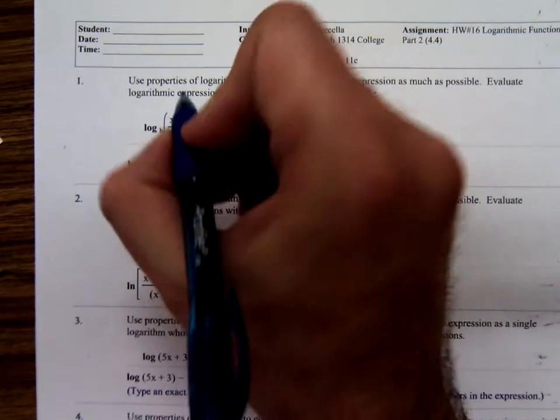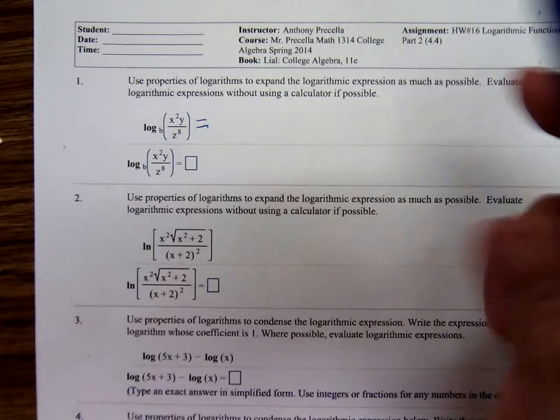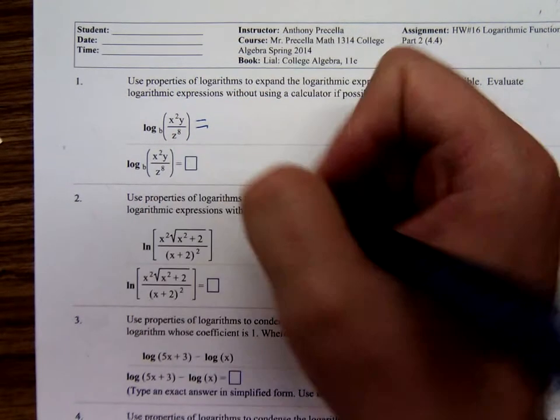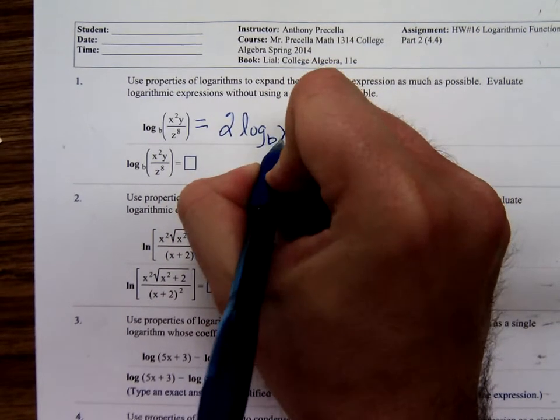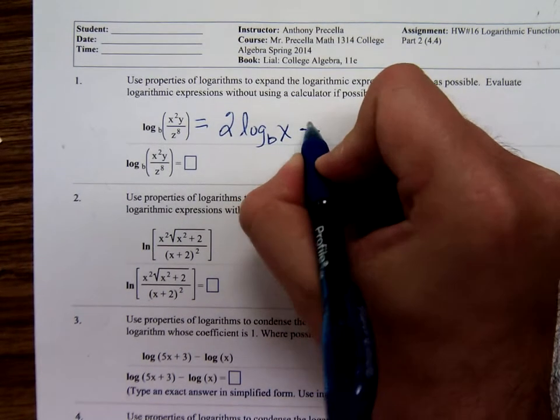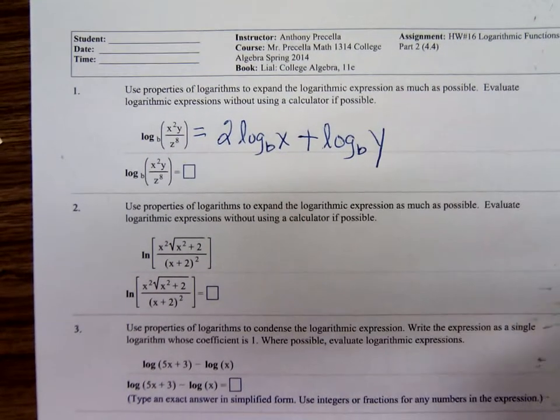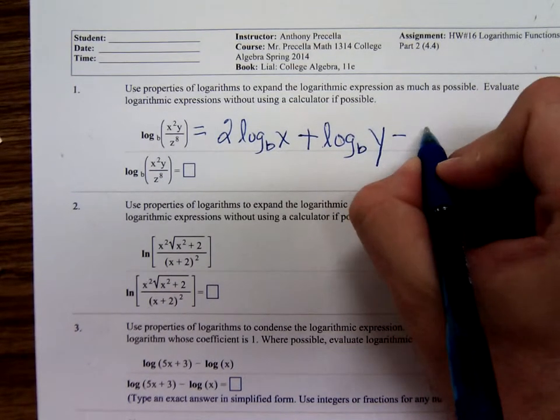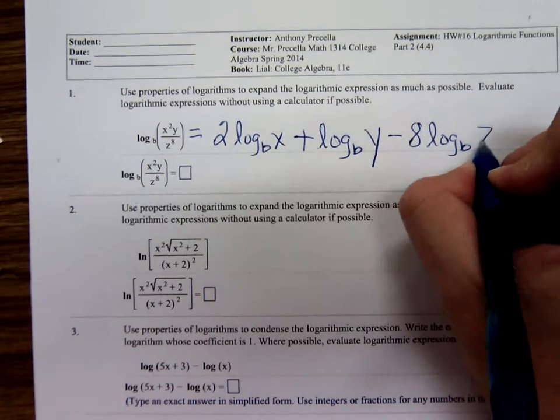How would we do this? Well, it's the same thing. Expand the logarithm using the properties. There's going to be 1, 2, 3 logarithms, 1 minus, so it's 2 log base B of x plus log base B of y. Now move down to the bottom, that's z to the 8th, so minus 8 log base B of z.